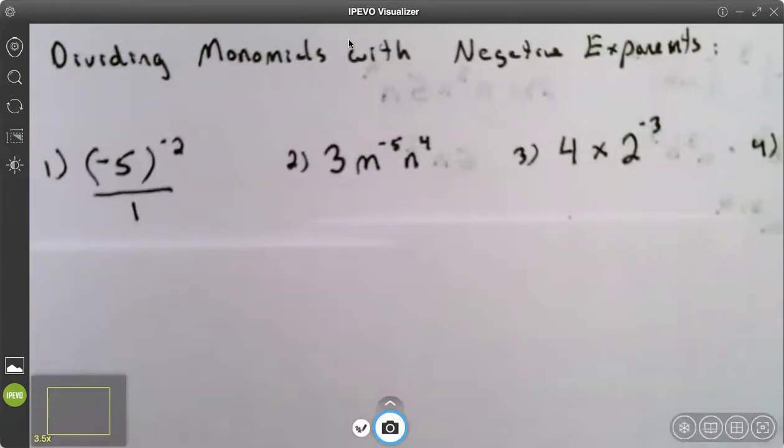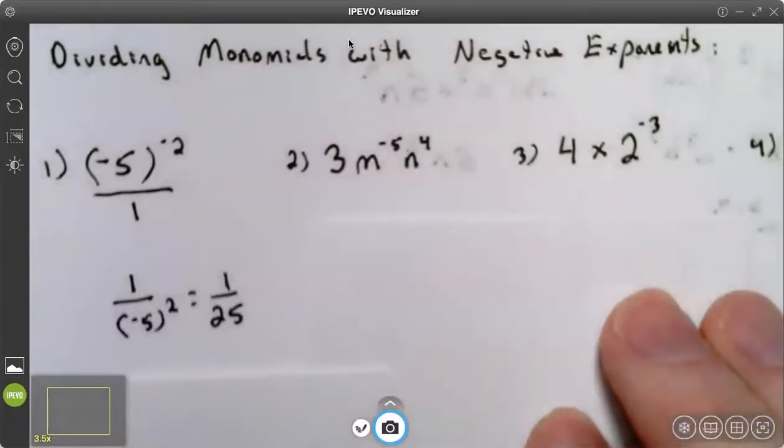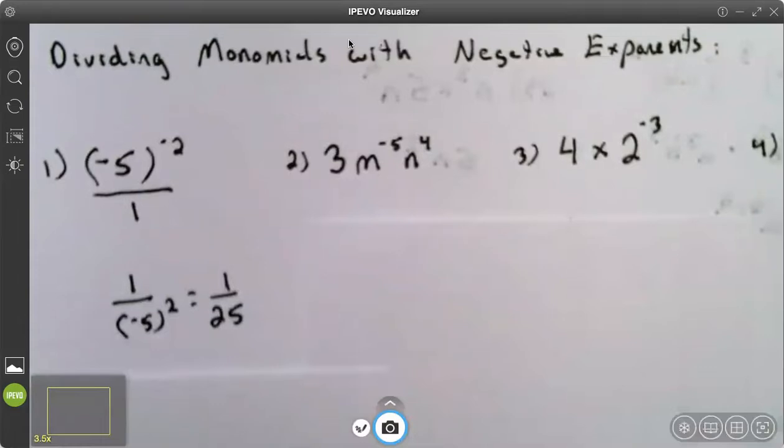On number one, I have a negative exponent. When you have a negative exponent, you can write its reciprocal, or you can think about just moving it up or down. My reciprocal of this, if I flip it upside down, is 1 over negative 5 squared, or I can think about moving it down if it's in the top or up if it's in the bottom. And then on the bottom, negative 5 squared is 25. The answer is 1 over 25.